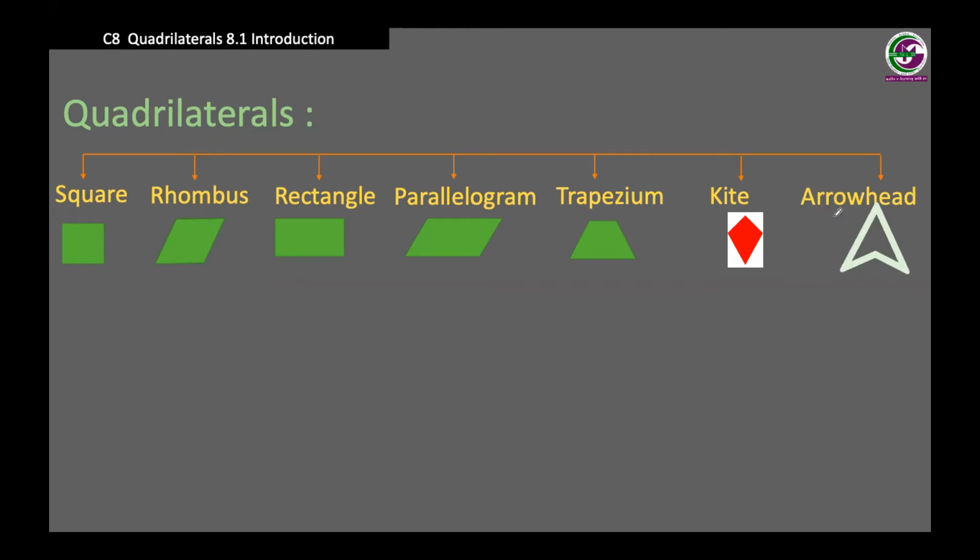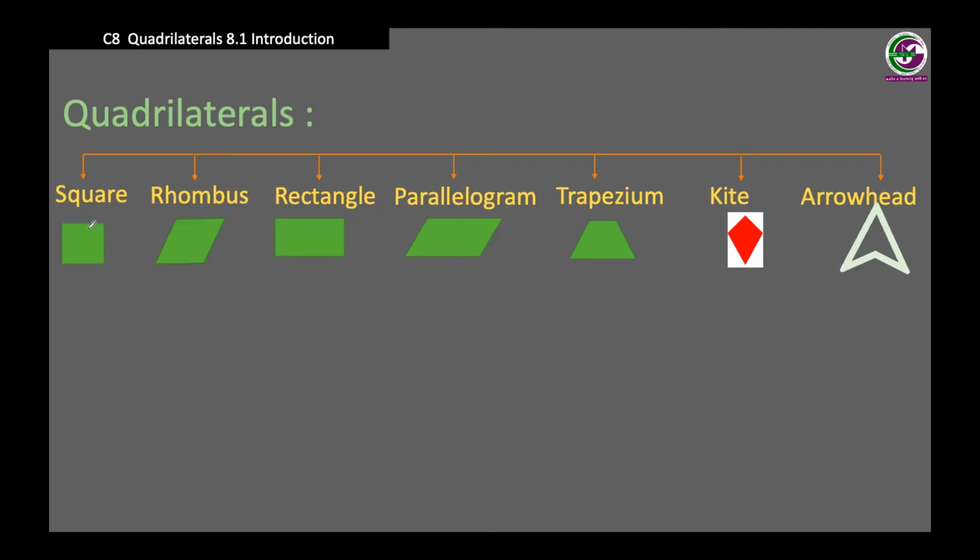Why this is not included in this lesson is that all these 6 quadrilaterals are convex polygons, but arrowhead is a concave polygon. But just to give you some simple detail about this one, I included it here just for your information only.